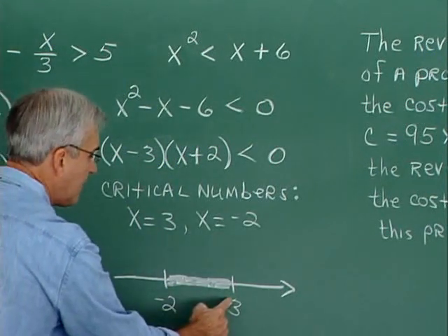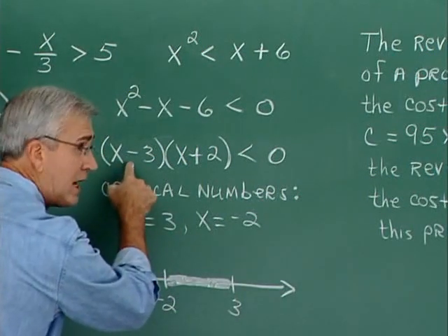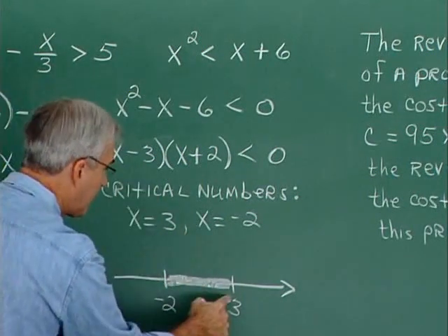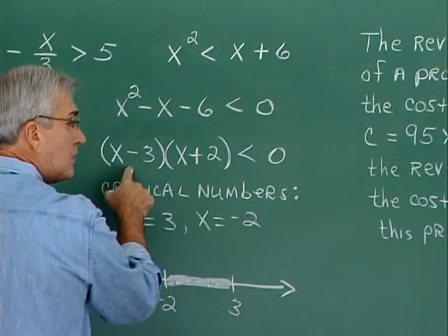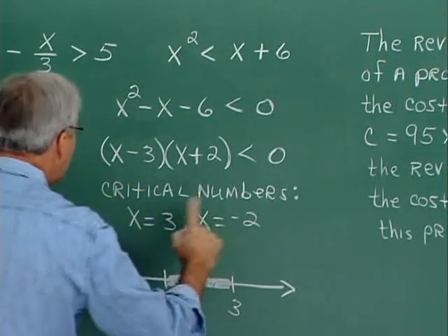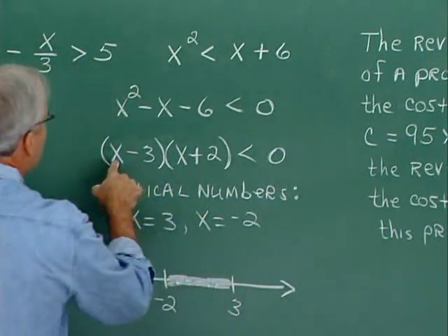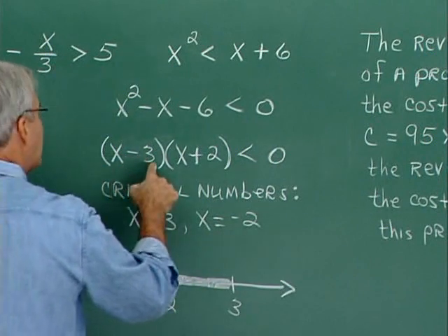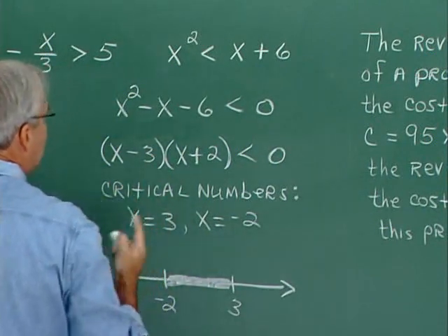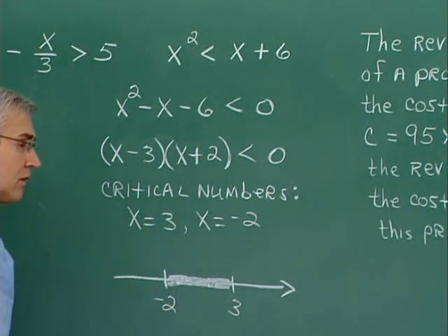And this critical number 3 has a sign change at 3. So when x is above 3, larger than 3, x minus 3 is positive. When x is below 3, x minus 3 is going to be negative. So that's the nature of that critical value.